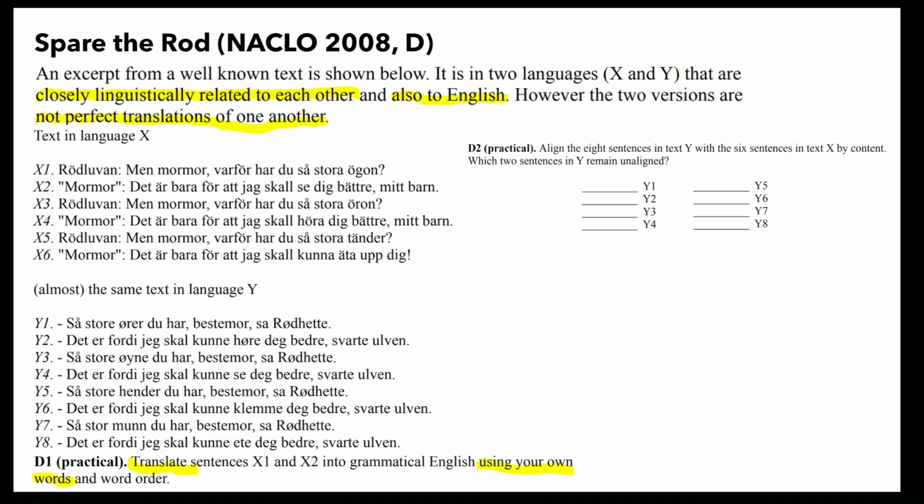Align the 8 sentences in text Y with the 6 sentences in text X by content. Which 2 sentences in Y remain unaligned? Since the 2 languages are linguistically related to each other, we know we shouldn't be looking to translate every word exactly, especially because they are not perfect translations of one another, and given the clear difference in sentence count. So I feel like D2 would be a good place to start because we can gain a better understanding of the text while also knocking out one of the problems in this NACLO problem, Spare the Rod. So let's begin.